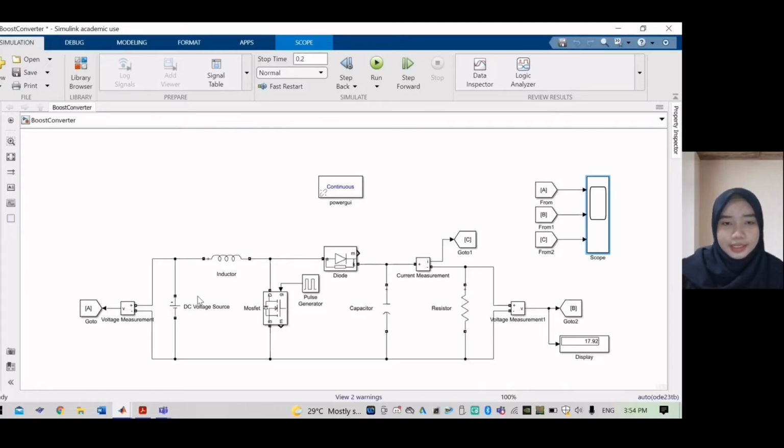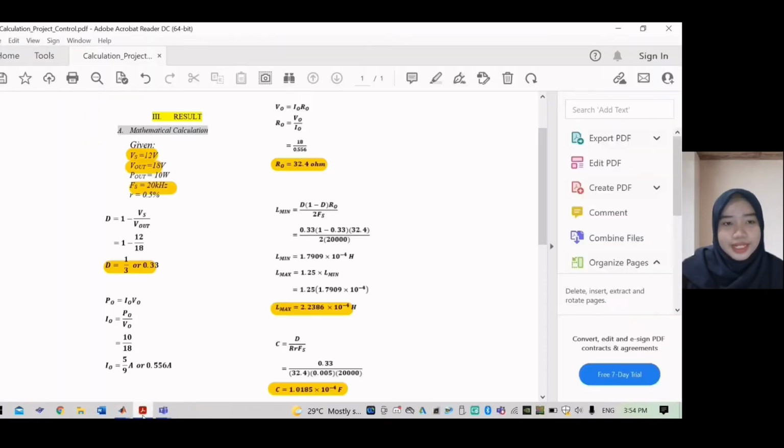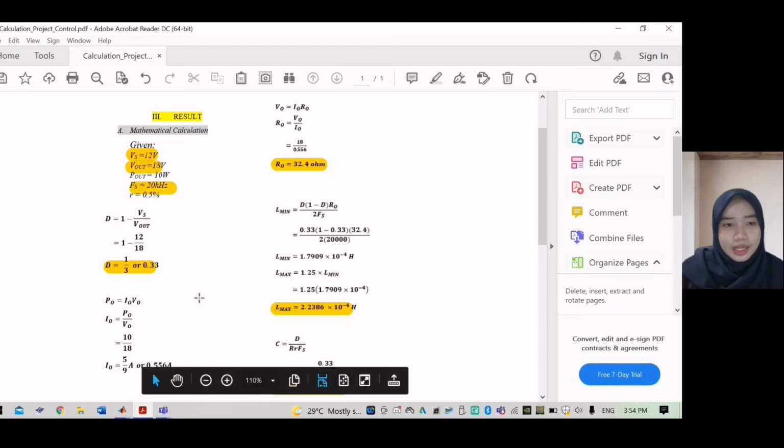Before that, we are given an input voltage which is 12 volt and the output voltage which is 18 volt. So, before I do this Simulink, I do the calculation that will be explained by my group mates. So, this is the calculation.